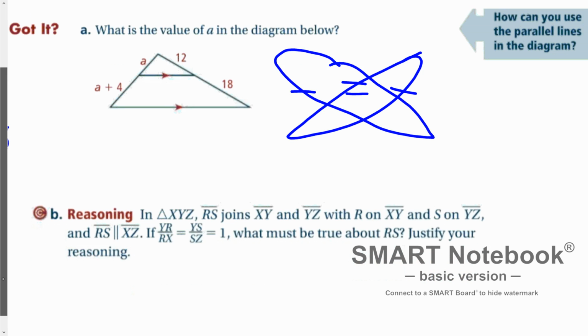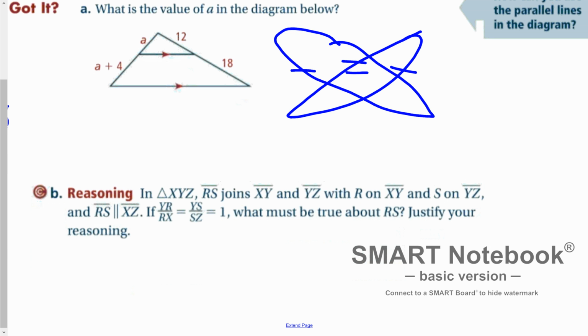And then this bottom part, you're just thinking about in a triangle, x, y, z. So you could do that. You could label this x, y, z, and then you have RS joins XY and YZ. So kind of like this line right here. This line right here would be RS.